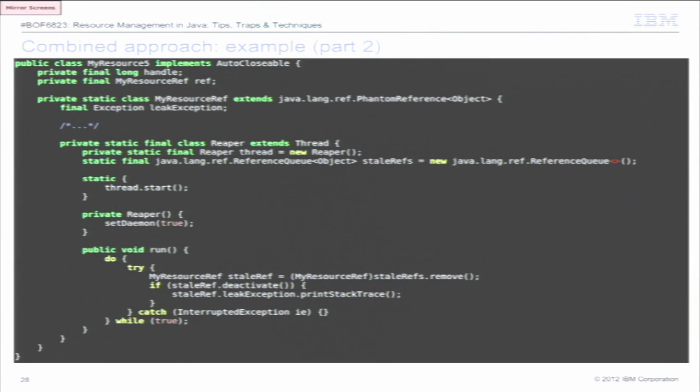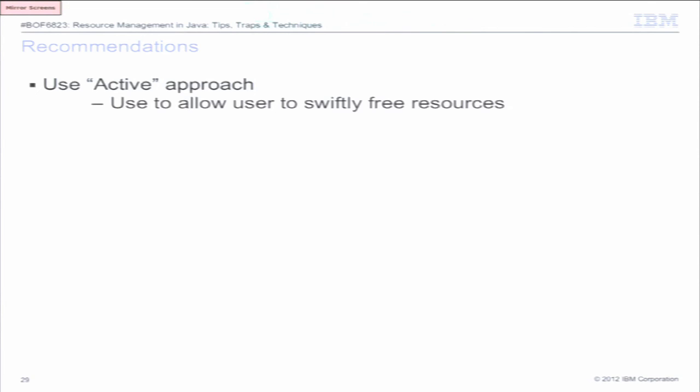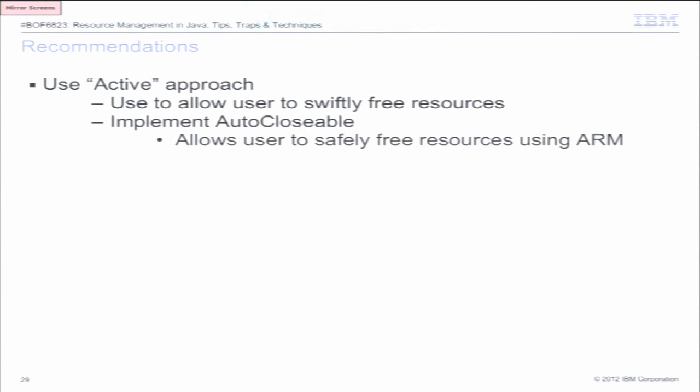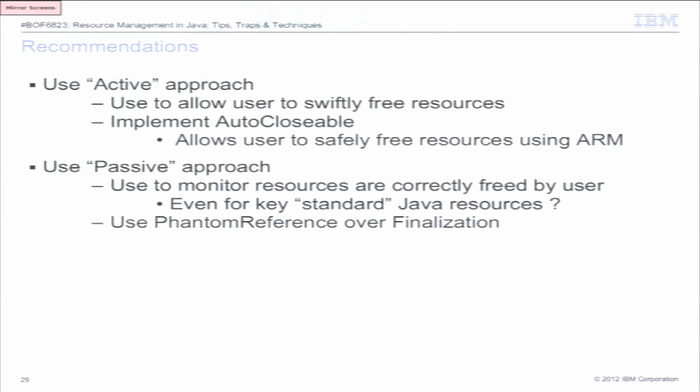Because at the point at which you detect this, you're on a completely different thread, the Reaper thread. So the recommendations are to use the active approach to allow the user to swiftly free resources, implement AutoCloseable so that they can use all the try with resources magic, and use a passive approach to monitor to make sure that the user has freed things off. And you can use that approach even to monitor that standard Java resources that are particularly key to your application have been handled correctly by the user.